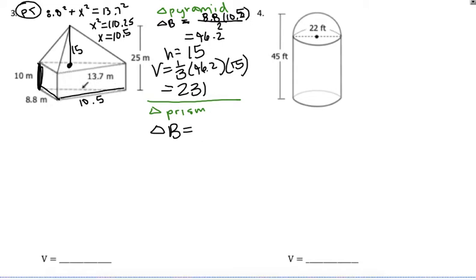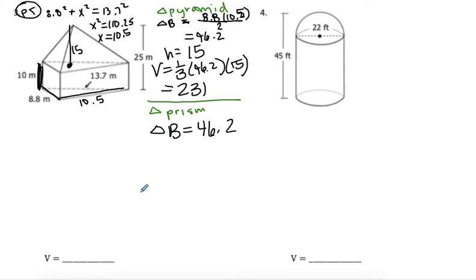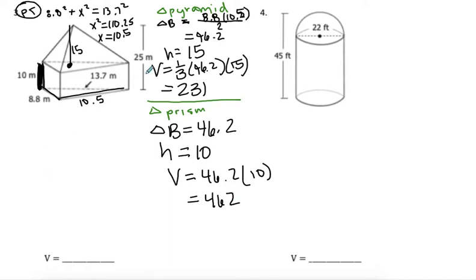So I can go directly to that 46.2 already. I don't need to recalculate it again. It's the same base that I had for my pyramid. But the height here, we said this prism is 10. So the volume here, we're going to do area of the base times 10. All right, move that decimal place, we get 462.